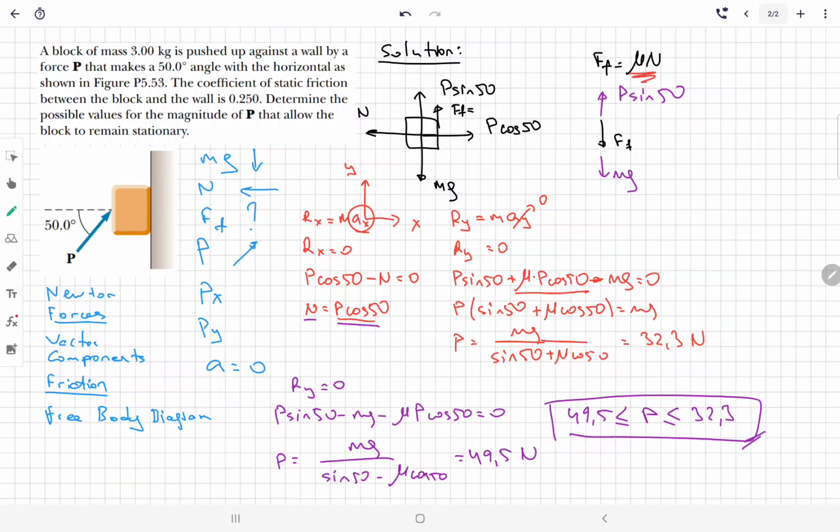How can we check it? Now let's check. According to our solution, any value between these two numbers should be at rest. So let me choose, for example, 40 newtons. 40 newtons is in this range, so it should still be at rest.